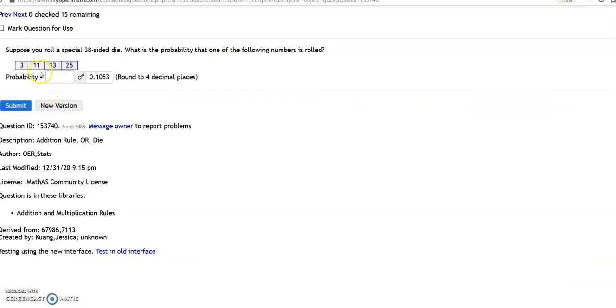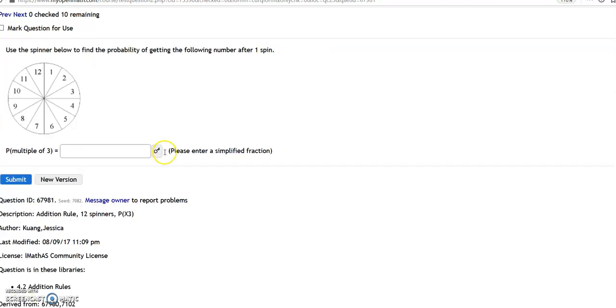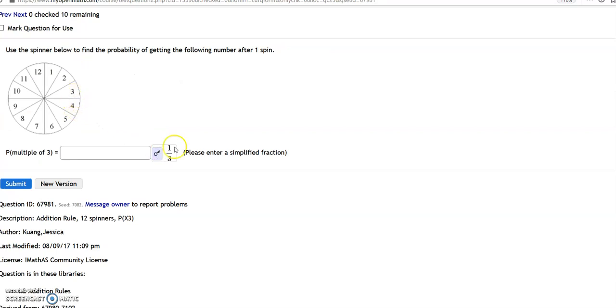Don't make this harder than it is. It doesn't matter what these four numbers are. It's four numbers possible, right? Out of 38 total, 4 divided by 38. These are easy, just multiples of 3. Make sure you see how they want the answer. The other ones, you were dividing for a decimal. Now they want a simplified fraction. Multiples of 3 are 3, 6, 9, and 12.